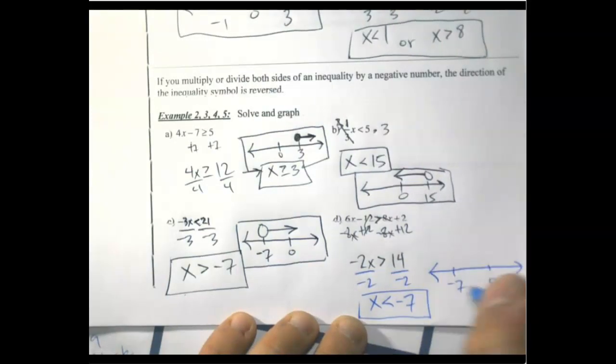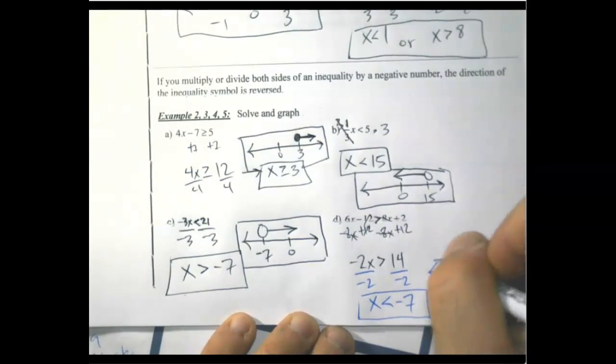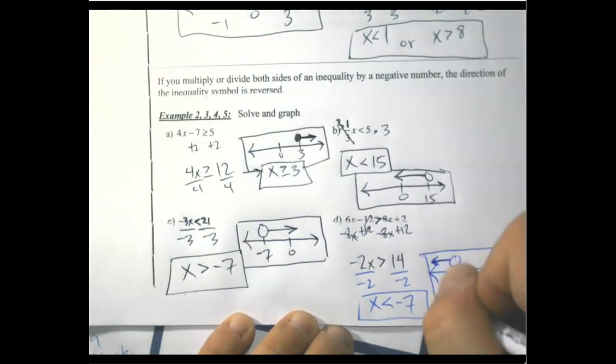0, 7. We should have an open circle because it's just less than. The numbers that are less than negative 7 are on the left, so I have to point or shade left.